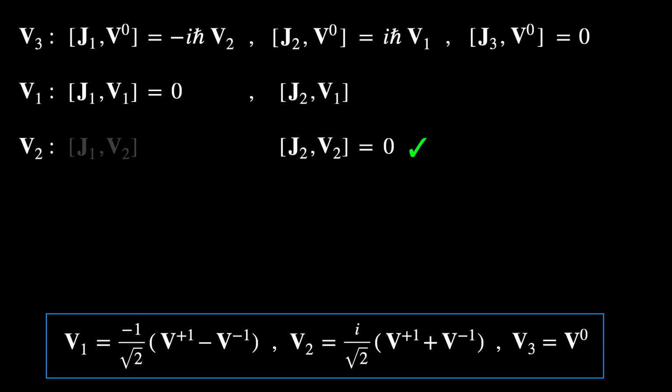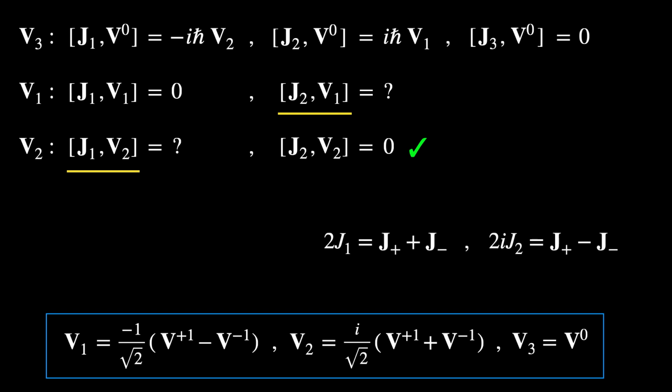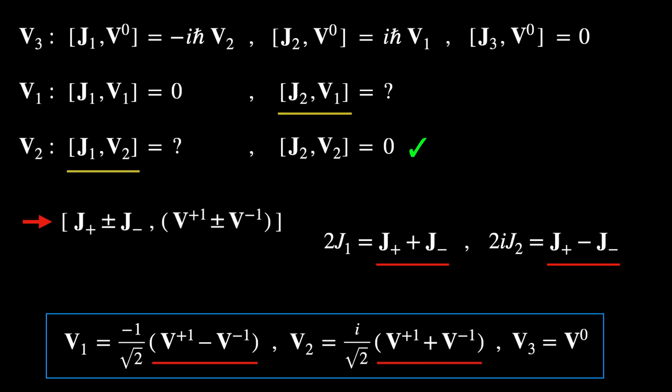Next, we could try to verify these two very similar relations. According to the expressions of the first and second components in terms of the spherical components of both J and V, these two commutators are composed of the following generic terms. Note that because we are dealing with commutators between either J1 and V2 or J2 and V1, these two signs are always the same. Let's now focus on this generic term.